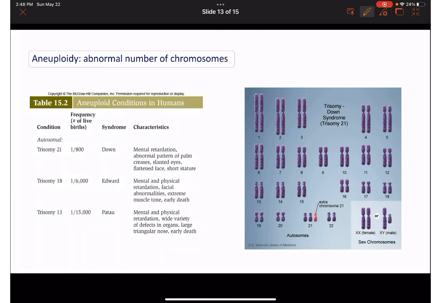Now, there can be errors in the number of chromosomes that are found in one or more of these homologous sets. And this is called aneuploidy, is the generic term to describe this. It just means abnormal number of chromosomes. And probably the best known, most recognized example of this is when you have an extra chromosome in the 21st homologous set. And this results in a condition known as Down syndrome.